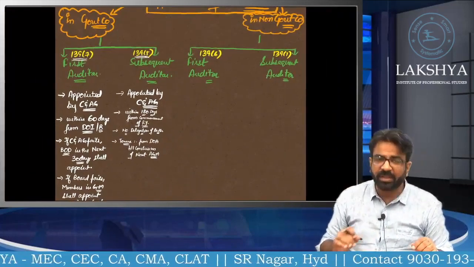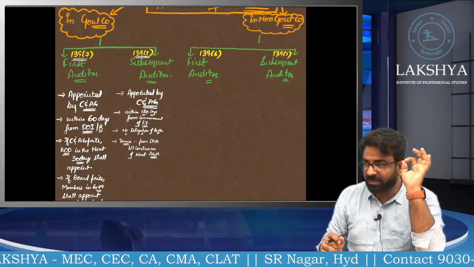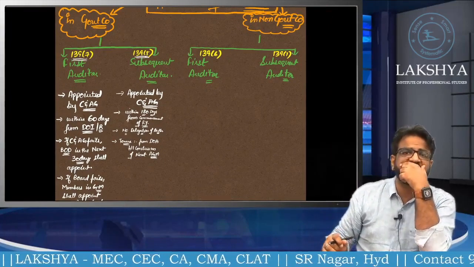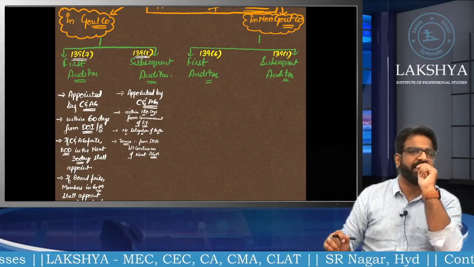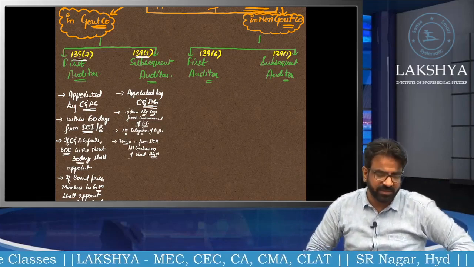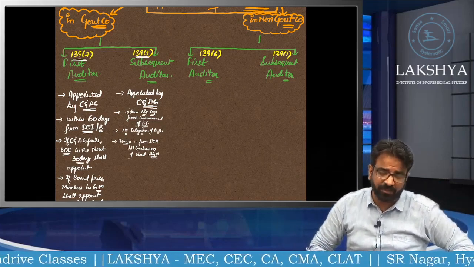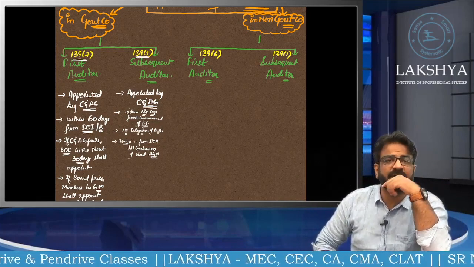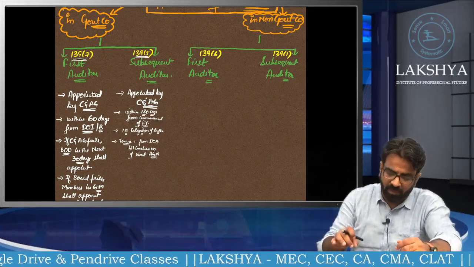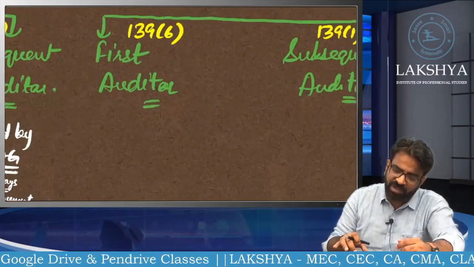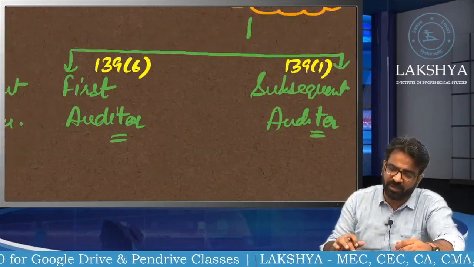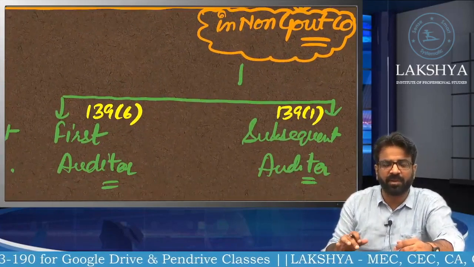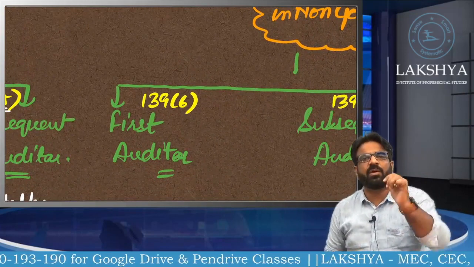We are done with section number 139 subsection 7 and we are also done with section number 139 subsection 5. What is 139 subsection 7? First auditor of a government company, and 139 subsection 5, subsequent auditor of a government company. Now, we have to move to the first auditor of which company? Non-government company. First of all, tell me, what do you mean by non-government company?